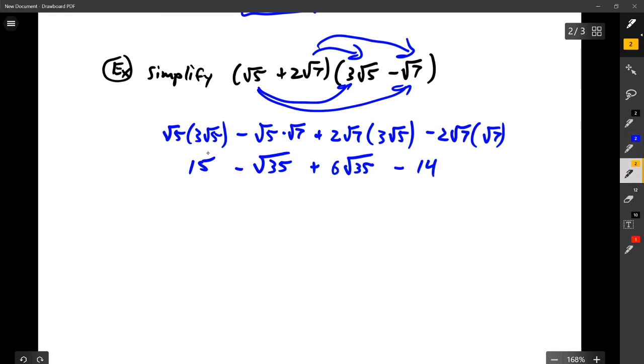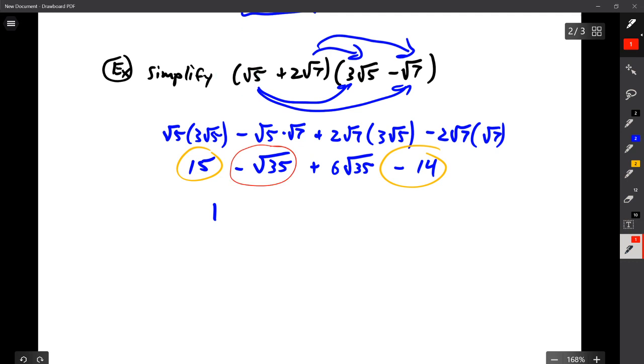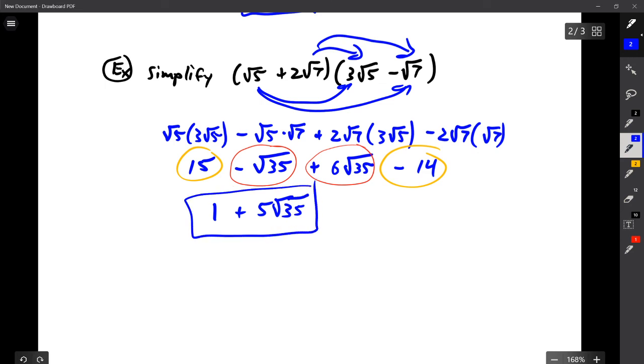Let's see. The 15 minus 14 combine: that's 1. And then I have a negative 1 root 35 and a positive 6 root 35, so this becomes plus 5 root 35. And that is as far as we can go.